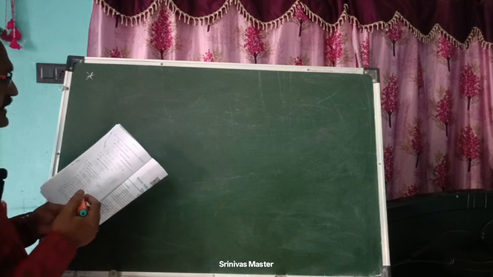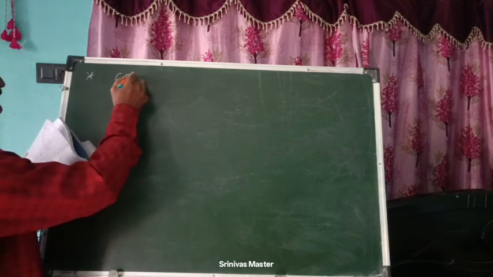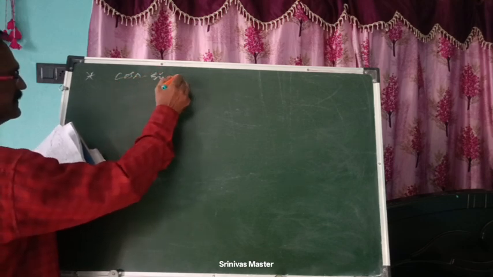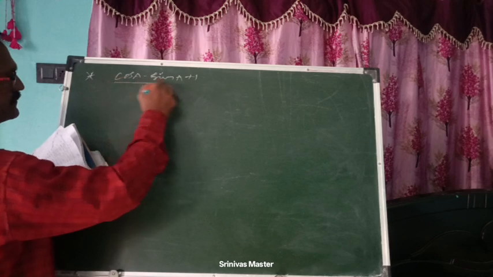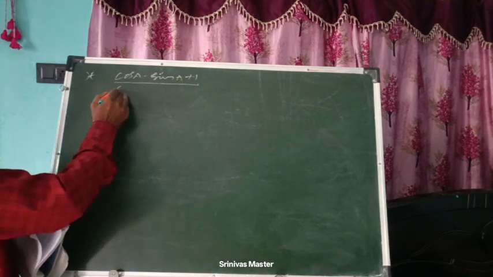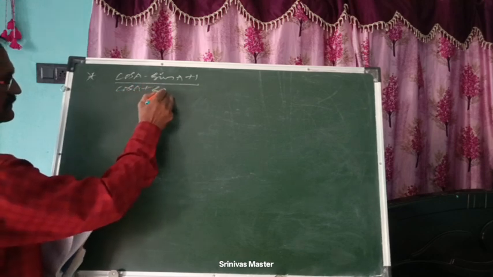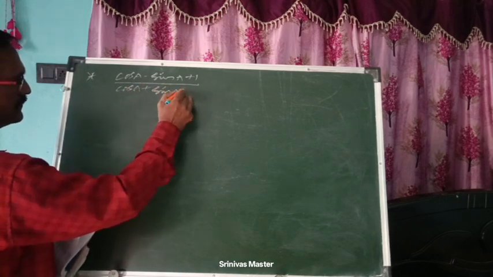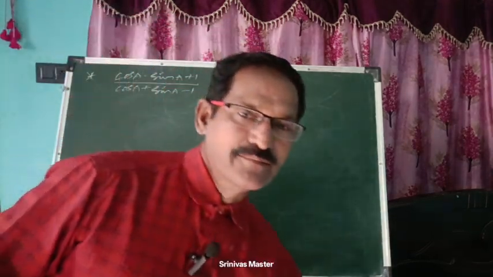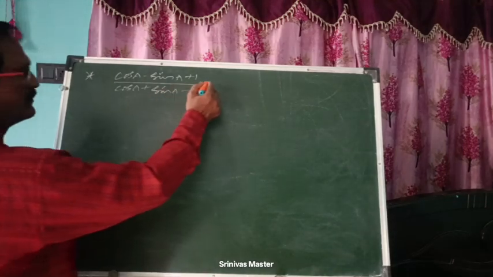Now the next problem: (cos a minus sin a plus 1) by (cos a plus sin a minus 1) is equal to cosec a plus cot a. See children, that is equal to cosec a plus cot a.